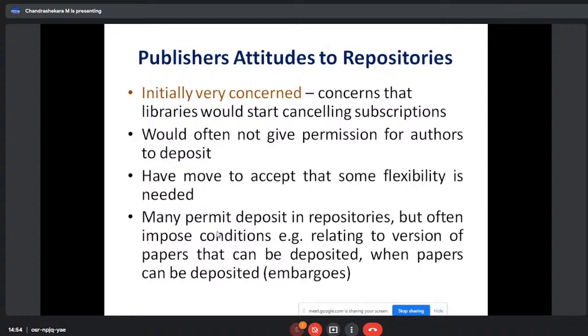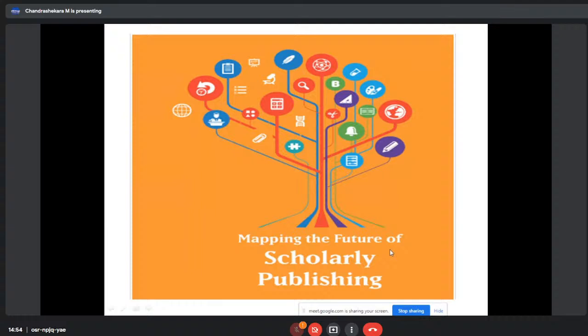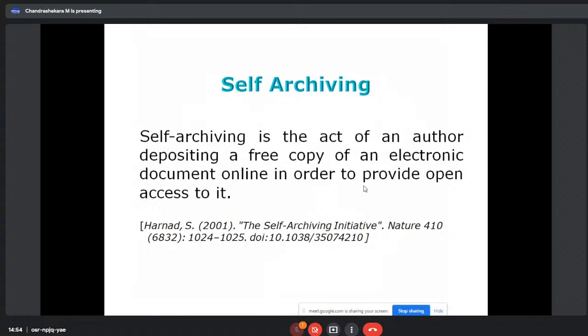Mapping this, this is what is called the picture I got: Mapping the Future of Scholarly Publishing. So you can see it in the figure. It will be accessed. Okay. Then self-archiving will be utilized.